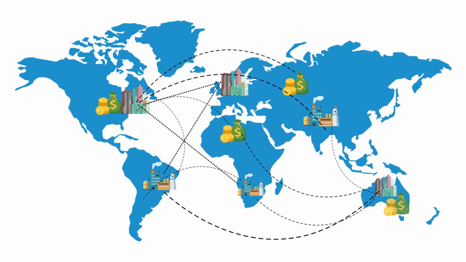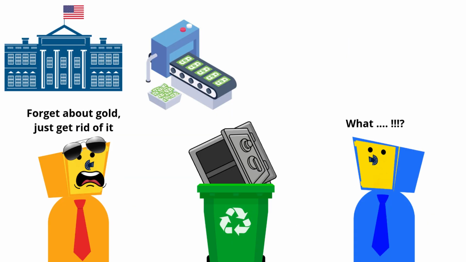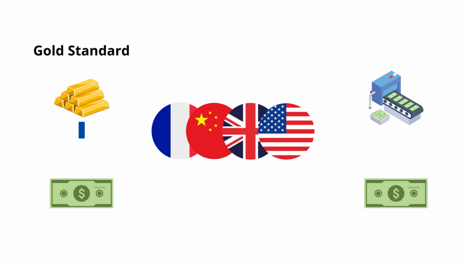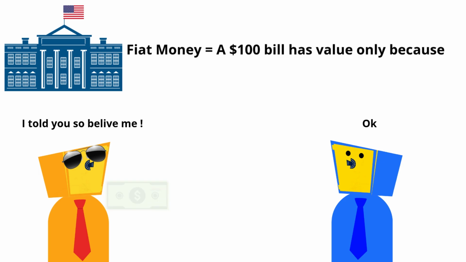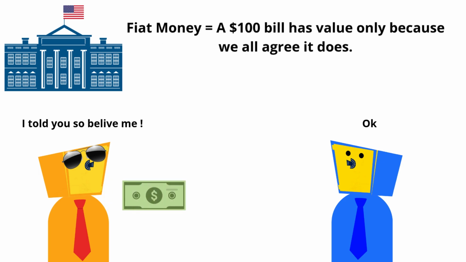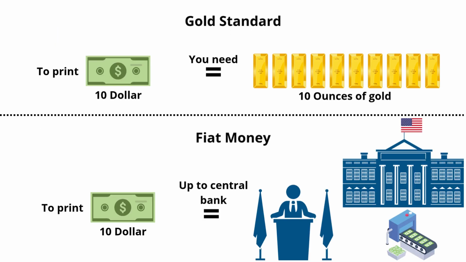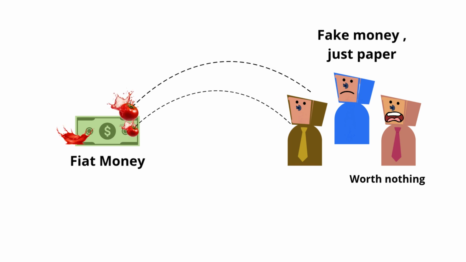But as economies grew and world trade expanded, countries started moving away from the gold standard. It became harder to keep enough gold for every piece of money, especially during wars and crises. By the 1970s, most countries left the gold standard and started using a new system called fiat money. This means money has value because governments decide it does, not because it is tied to gold. And people believe it. It's not backed by any physical asset like gold. That's why some people call it fake money.